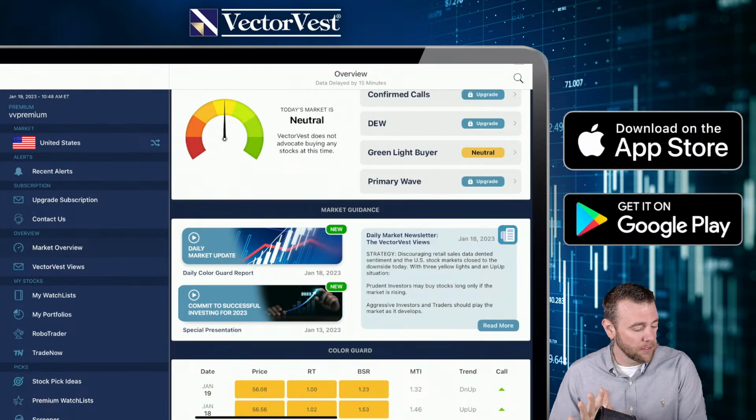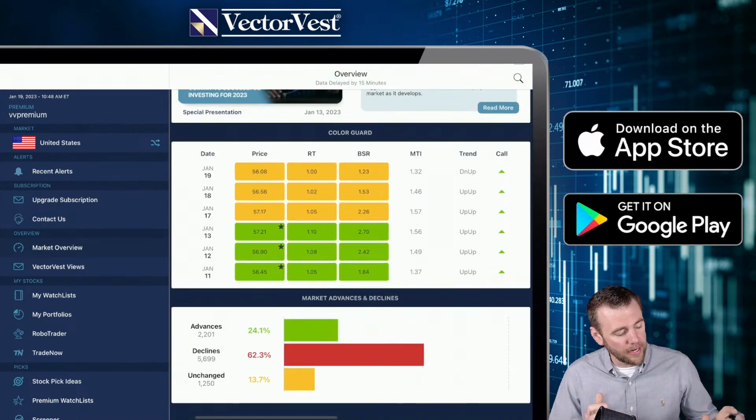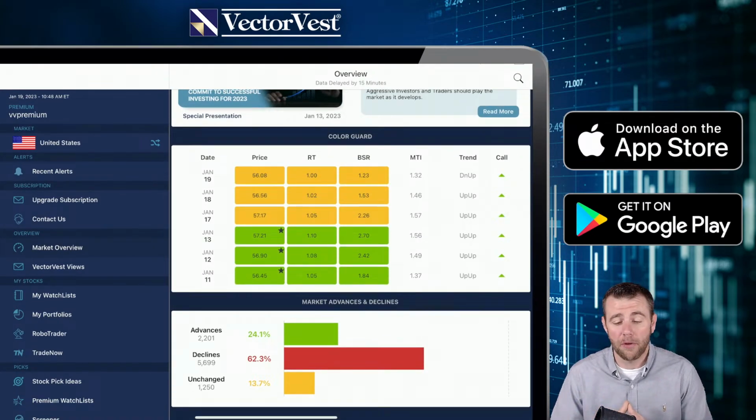All right. Now, let's scroll down a little bit further, getting into the Color Guard. The Color Guard is where we really start to analyze the key components of our market timing system here at VectorVest. The first component that we take a look at is the price, which is the price of the VectorVest Composite. The VectorVest Composite is an arithmetic indexed average of about 9,200 stocks that we track each and every day. This gives you a better representation of what's actually occurring in the markets because it's not just looking at the Dow's 30 or the NASDAQ's 100 or the S&P's 500, but it's looking at 9,200 stocks all in one.